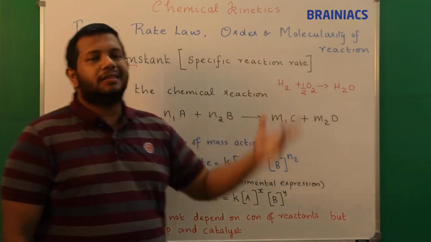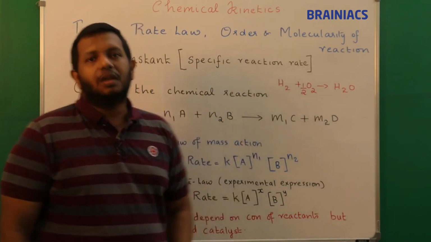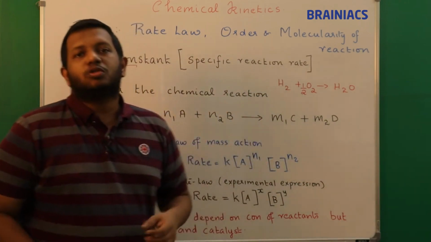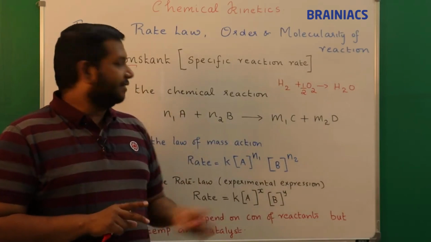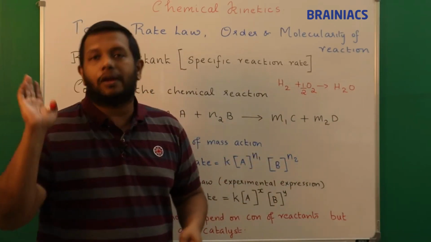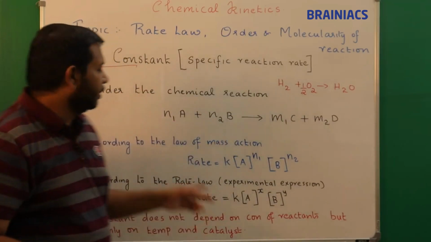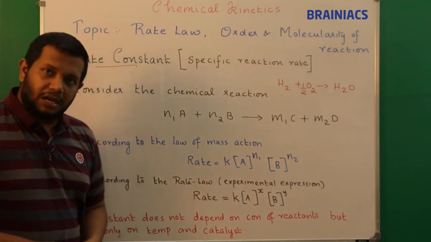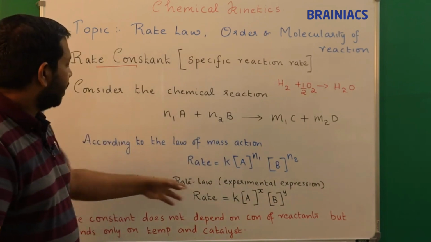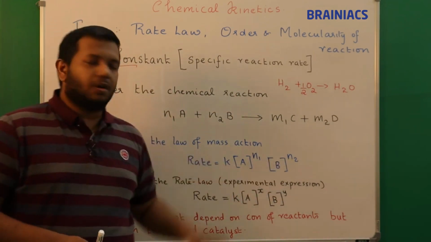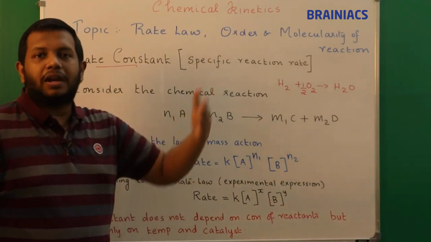Every time you can balance a chemical reaction in n number of ways. So what happens? The n1 and n2 change and the rate changes. So the scientists proposed that this n1 and n2 should not be coefficients. So the law of mass action cannot be used for determining the rate of a chemical reaction. Then they came up with the concept called the rate law. Just now we have learned, that is an experimental expression calculated experimentally.